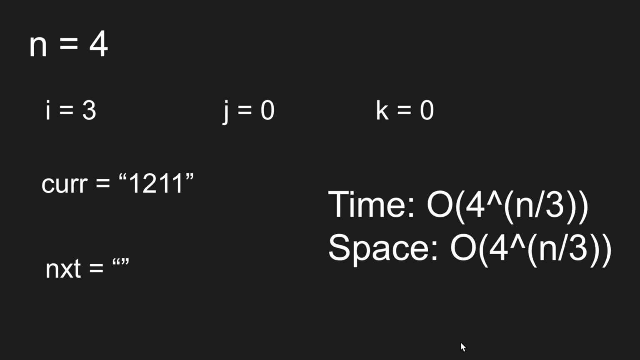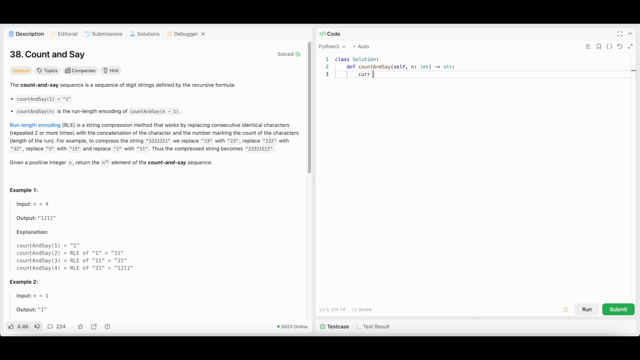So now let's get to the coding part. So first we will set current to 1. It's just the initial case, and then now we will loop through for i in range all the way to n minus 1. Initialize the next string to empty string, and j and k will also be initialized to 0 as shown in the example. And now while j is less than length of cur, and while k is also less than length of cur, and current of k and j are equal, then we need to increment k by 1.